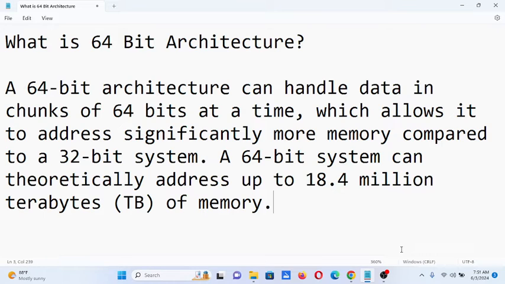So let's begin, guys. What is 64-bit architecture? A 64-bit architecture can handle data in chunks of 64 bits at a time, which allows it to address significantly more memory compared to a 32-bit system. A 64-bit system can theoretically address up to 18.4 million terabytes of memory.